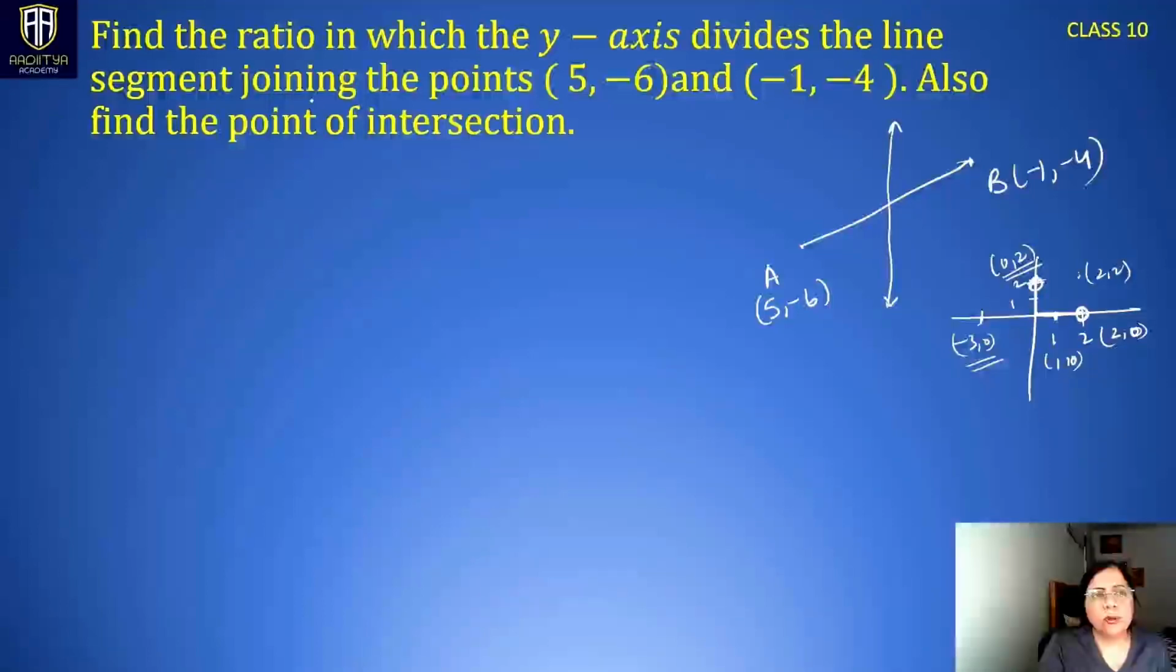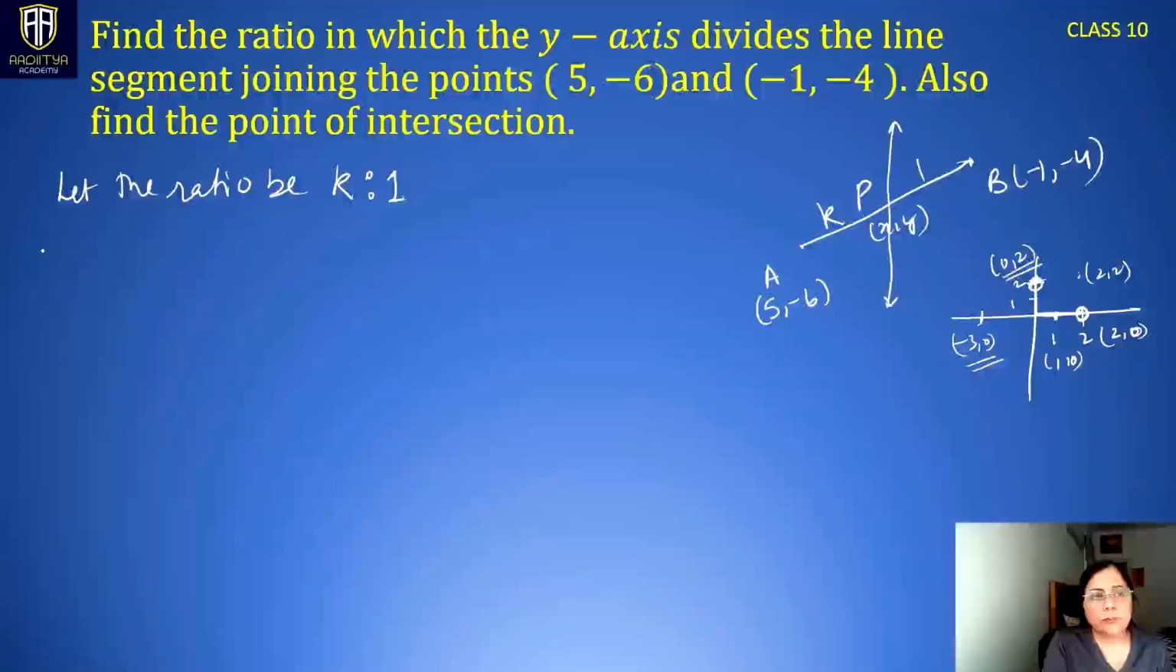So we have to find the ratio. Let the ratio be k is to 1. I have told you, it's always beneficial to do it this way. Whenever we have to find the ratio, let the ratio be k is to 1 instead of m is to n. Now, this is the point P. Let this be (x, y), and the ratio be k is to 1.